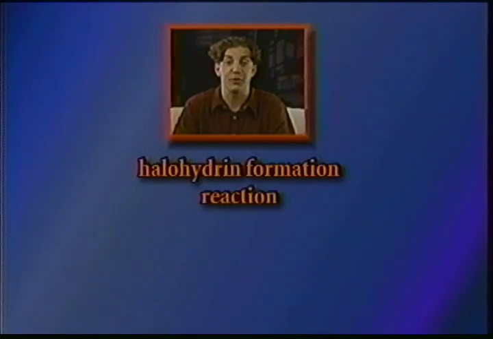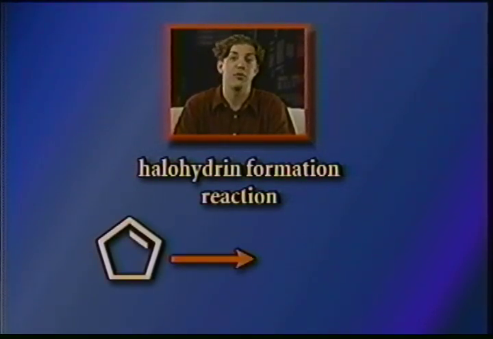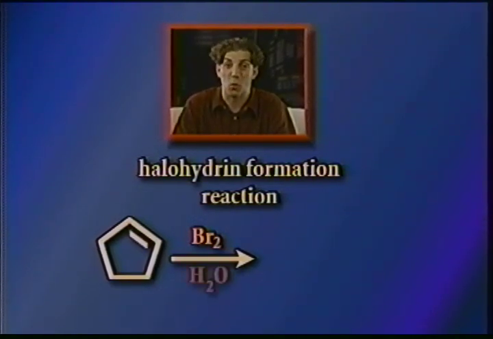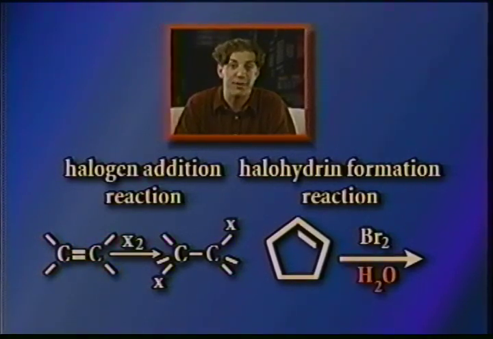Basically, in a halohydrin formation reaction, an alkene, such as cyclopentene, reacts with a bromine molecule, Br2. The whole reaction takes place in water rather than in a non-reactive solvent. At this point, the only thing that's different from the halogen addition reaction we just looked at, where we added X2 to an alkene, is that the reaction takes place in water. Other than that, practically everything else is the same.